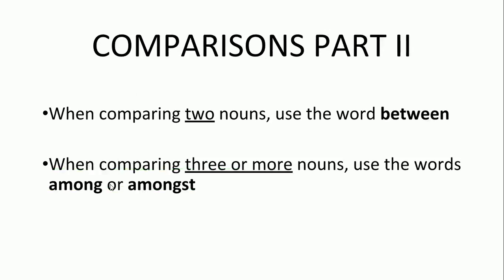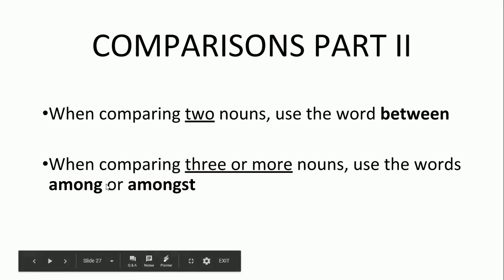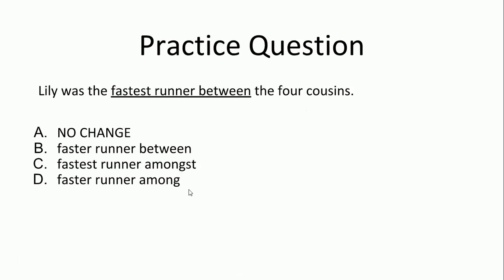So moving on. Comparisons part 2. There's more comparisons. Here we want to talk about between versus among. The rule is when you have 2 nouns and you're comparing them, you use the word between. When you have 3 or more nouns, use the words among or amongst. There's no difference between among or amongst. They're essentially the same.